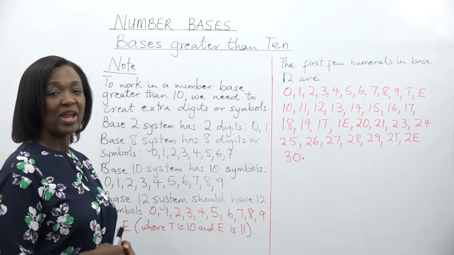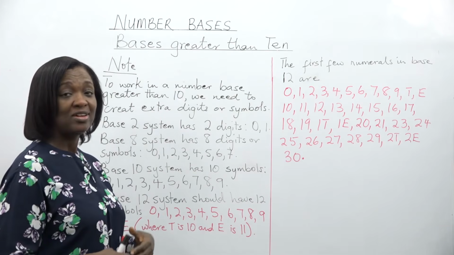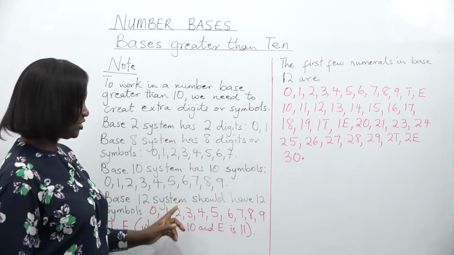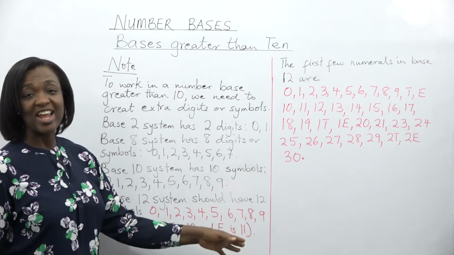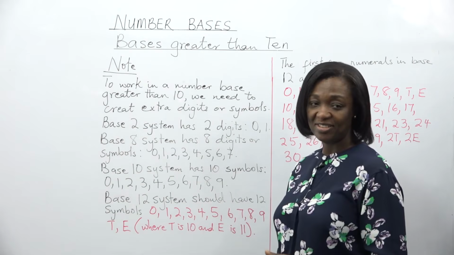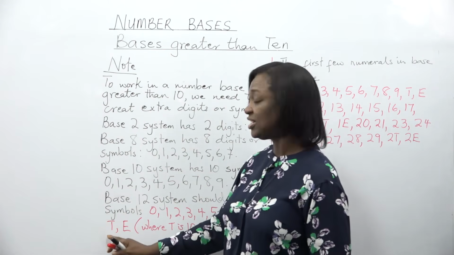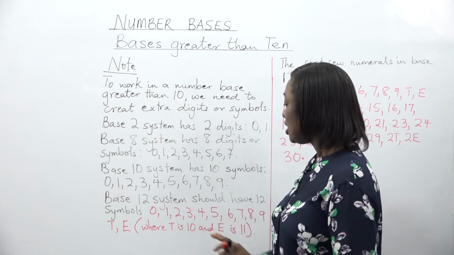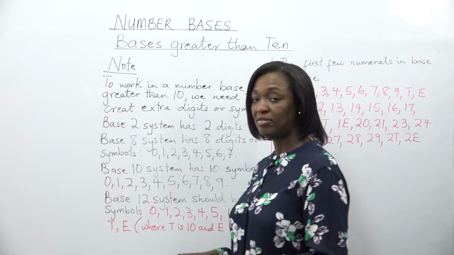So assuming we want to work in base 12, the base 12 system should have 12 digits. You agree with me? So 0, 1, 2, 3, 4, 5, 6, 7, 8, 9. We need a 10 and 11. And since we can't repeat the 0 and the 1, let's call the 10 T and the 11 E. So those are the 12 digits we need to work with in base 12.